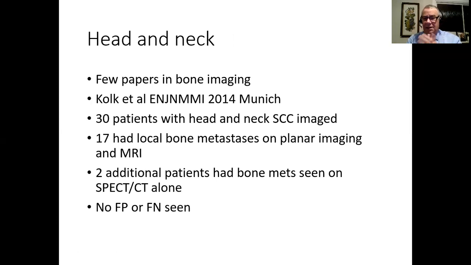So let's start off with head and neck. There's not very many papers just on bone imaging in head and neck. There was one published from Germany looking at 30 patients, but that was with malignant disease. But they did identify some benign disease. They noted that 17 had local bone metastases on planar imaging and MR, but 2 additional sites of METs were seen on SPECT-CT alone. And they claim there were no false positives or false negatives.